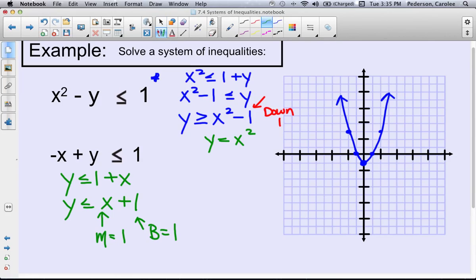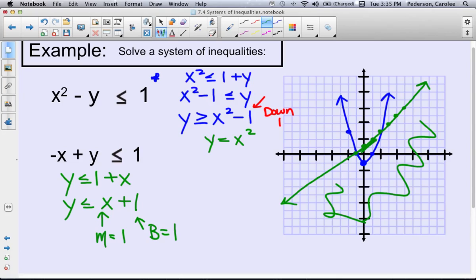Alright, so when we graph our linear inequality, we start with the y-intercept of 1, and then we do our slope, up 1 over 1, up 1 over 1, up 1 over 1. And this inequality is including, so we're going to do a solid line. And then it says y is less than or equal to. So we're going to shade below.